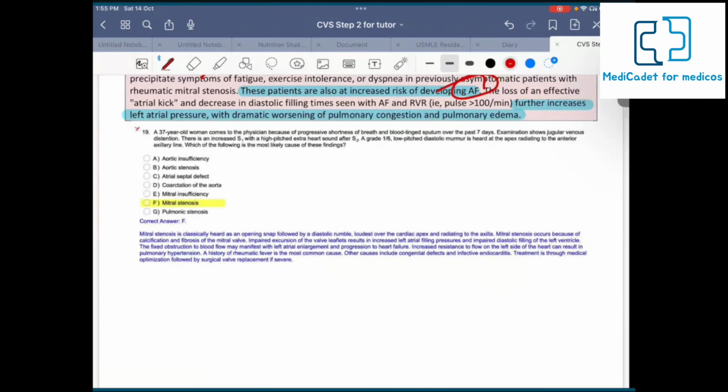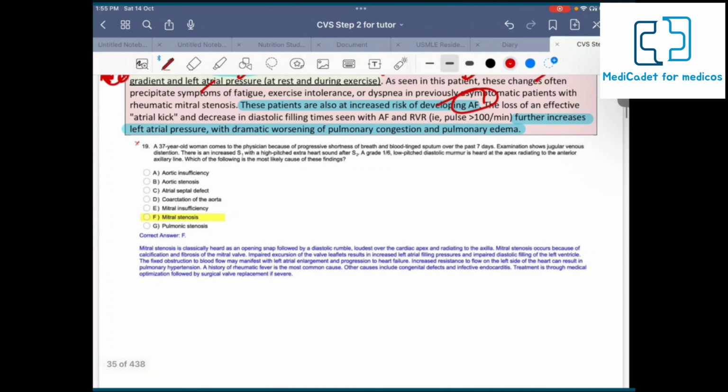Yeah, we will just stop with this last question. Which of the following is the most likely cause of this finding? Look at the murmur. It is a straightforward low pitched diastolic murmur at the apex. The murmur itself is enough. It's mitral stenosis. You don't even have to go for the history or symptoms in this case. It's just straightforward. Okay, got it. Can we stop it here?